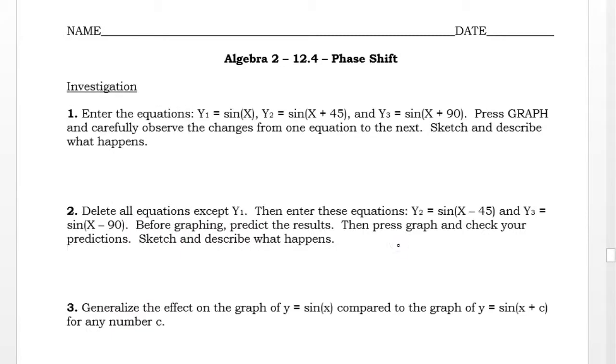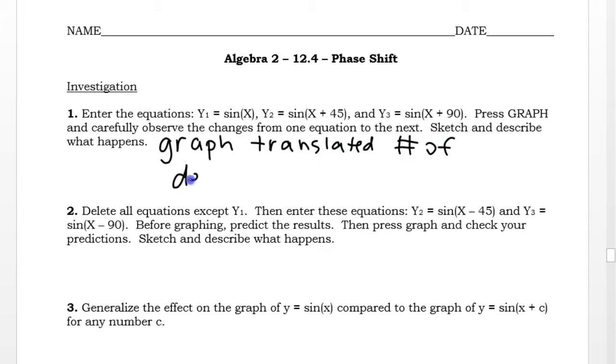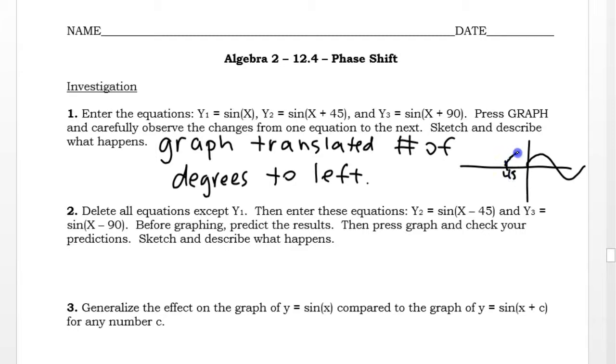So on my worksheet, graph translated number of degrees to left. My sketch will not look good, but the original was here. The new one was here, and the new one was here. Moving to the left.